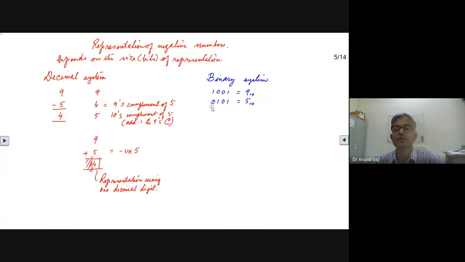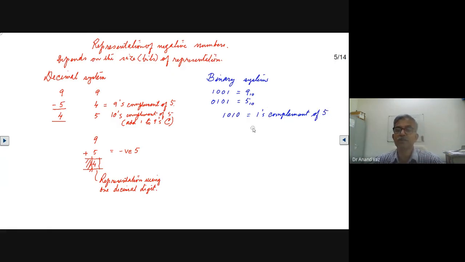So wherever you have a 0, so you have taken 5 here, it's represented in 4 bits. What is the ones complement of 0? It is 1. What is the ones complement of 1? It is 0. What is the ones complement of 0? It is 1. Ones complement of 1 is 0. So this is actually equal to the ones complement of 5.